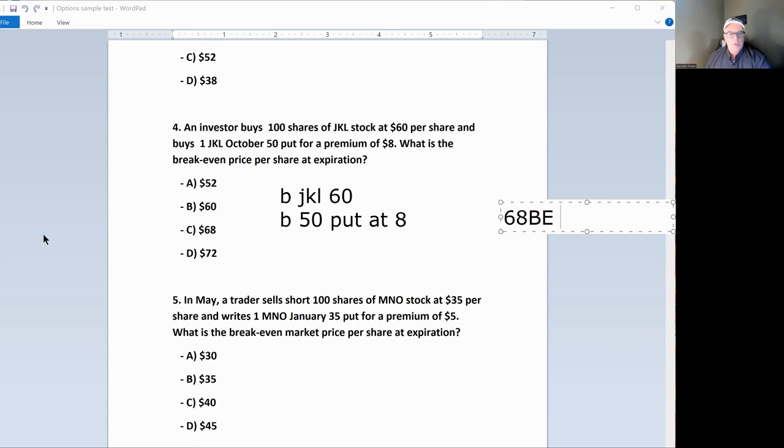And I am bullish. That's my break even. Anything above 68 is a gain. Anything below 68 is a loss. Boom, boom, boom. Okay, good stuff.